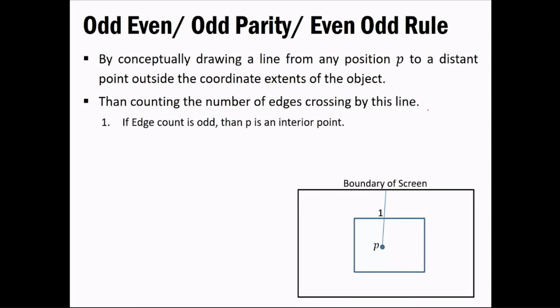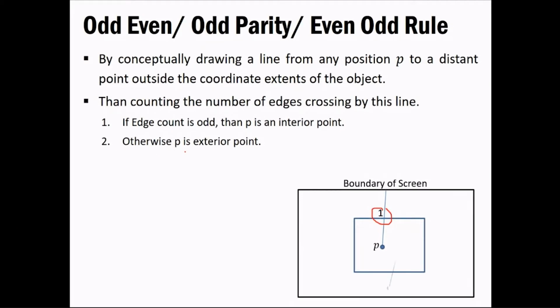Okay, so what if it is the case? If the edge count is odd, then P is an interior point, as it is in our case. The value is 1, and if it is odd, then P is an interior point. Otherwise, if the value is even, it is not odd, then it is an exterior point. So simple fundamental you have to keep in mind for this odd-even rule.